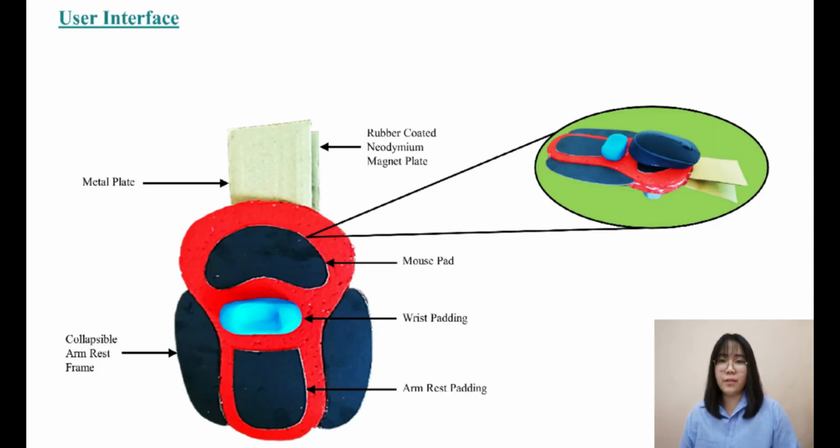The user interface of the armrest is easily understandable, which comprised of the metal plate and rubber-coated neodymium magnet plate, which function as the magnetic clamp, collapsible armrest frame for the armrest size extension, mouse pad which serves as a surface for placing and moving a computer mouse, wrist padding as a cushion to absorb the pressure of the wrist, and the armrest padding as a cushion for the arm to lay onto it.